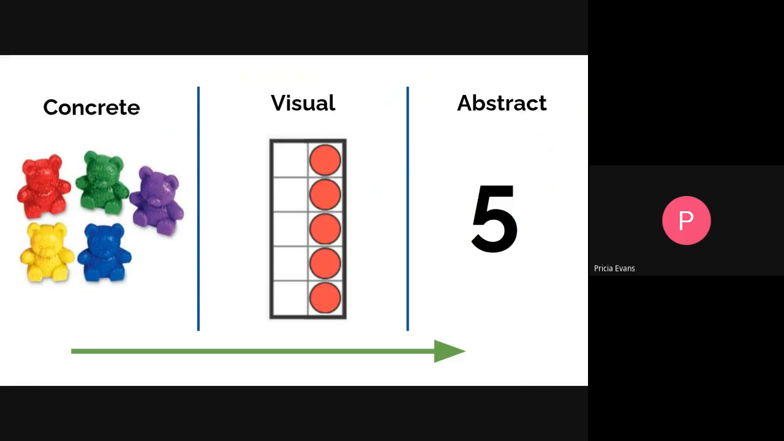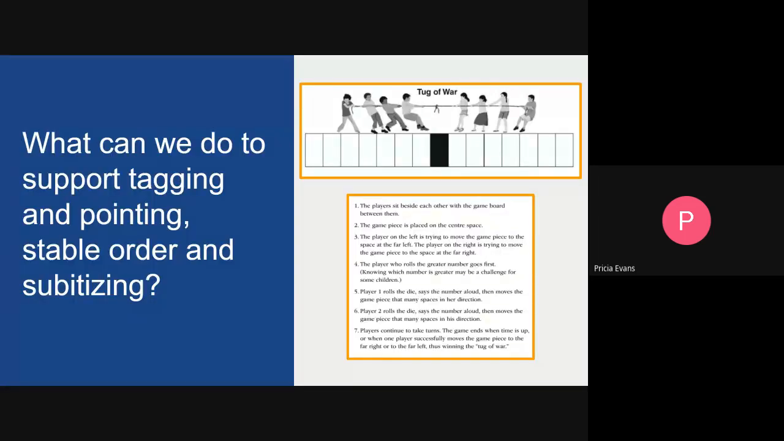And that's how we're going to build all these other concepts, like subitizing and higher concepts. All that comes because we spent so much time in this little world of concrete and visual. So for this little guy, I do want to support tagging and pointing. I want to build a stable order and some subitizing.